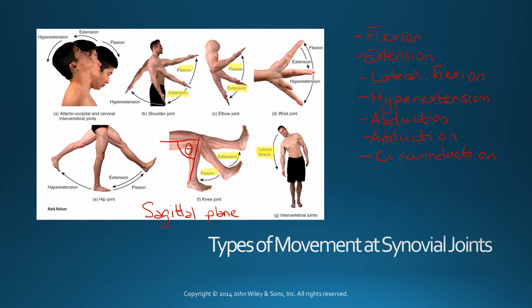Now, continuation of extension beyond anatomical position is called hyperextension. See a couple of examples here. So this is beyond anatomical position.